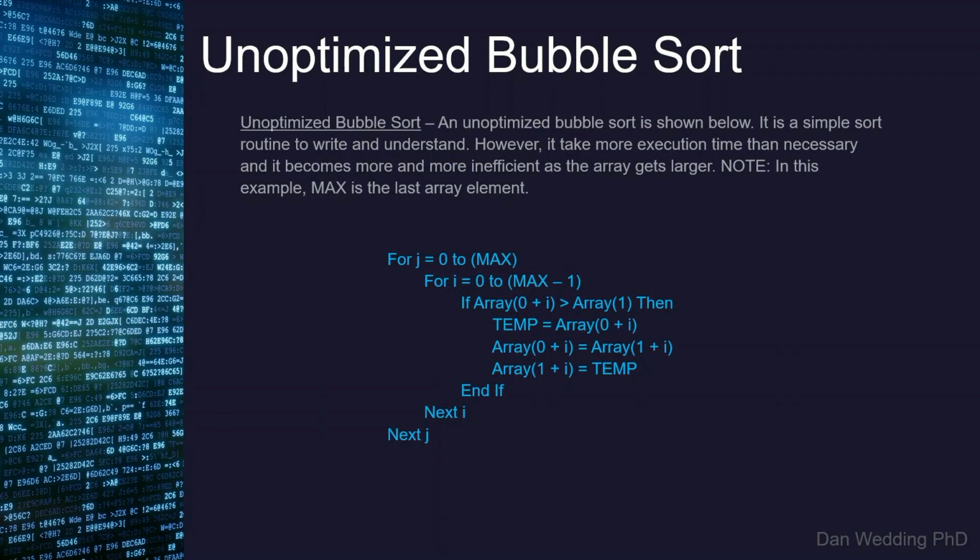An unoptimized bubble sort is shown below. It is a simple sort routine to write and understand. However, it takes more execution time than necessary, and it becomes more and more inefficient as the array gets larger. Note, in this example, max is the last array element.